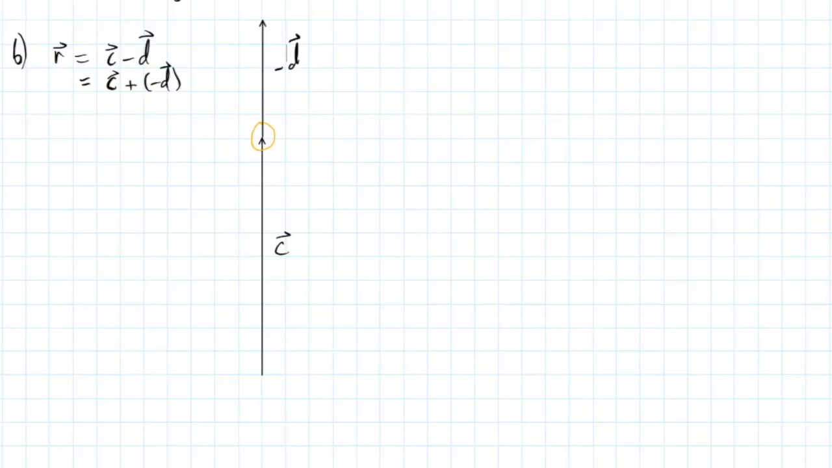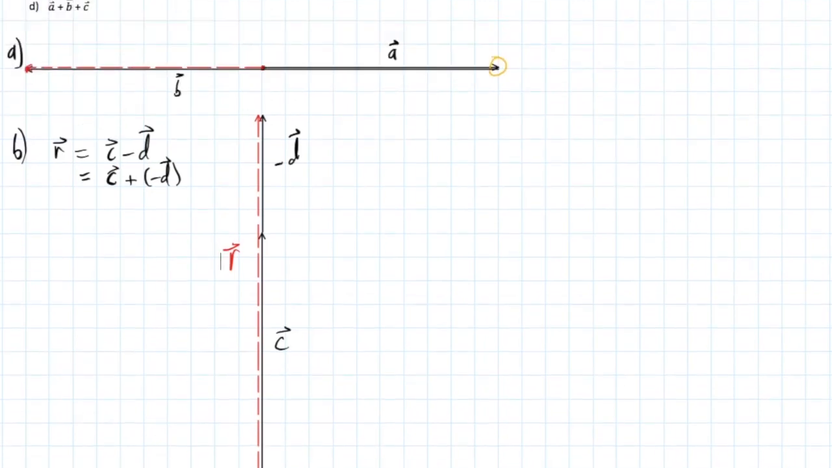Zooming out a bit, we now can find our resultant, which is from the tail of vector C to the head of negative D. And of course, editing the vector, so it's a dashed line. And again, technically they should be sitting right on top of each other, but it's really hard to see what's going on. So I usually put them just slightly aside so we can tell which vector is which, especially when they're collinear. So that's part B.